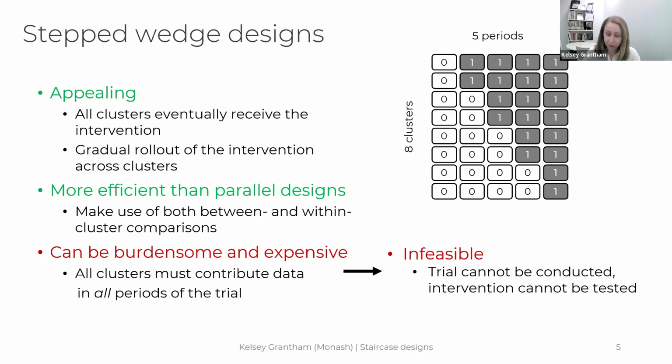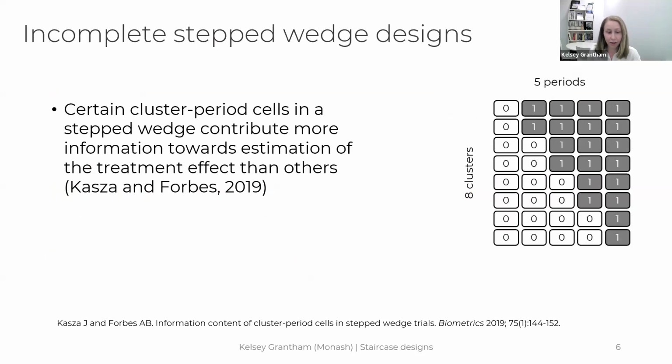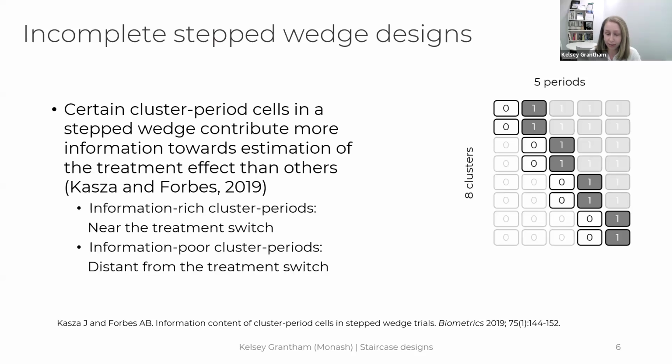And over the past 5 years or so, a new class of designs has emerged that seems to fit the bill. A body of statistical work around the information content of cells in stepped wedge designs showed that cluster period cells in certain regions of the stepped wedge design contribute more information than others about the intervention effect, and some cells contribute nothing or very little. Specifically, cluster periods close to the time of the switch from the control to intervention conditions contribute the most information. And typically, the cluster period cells more distant from the crossover point don't actually contribute much information towards estimation of the intervention effect.